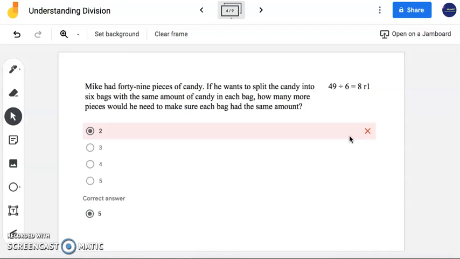So even though originally Mike only had 49 pieces, Mike is willing to add more candy so that way he can have full bags of candy, and each bag will have 6 pieces. So in that remainder, when they're asking how many more pieces would he need to make, well, he already has 1 left over, so he needs 5 more pieces of candy to fill the bag.